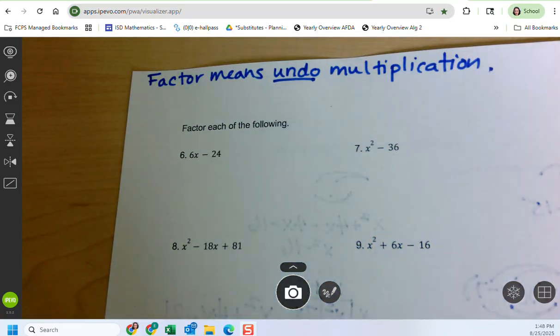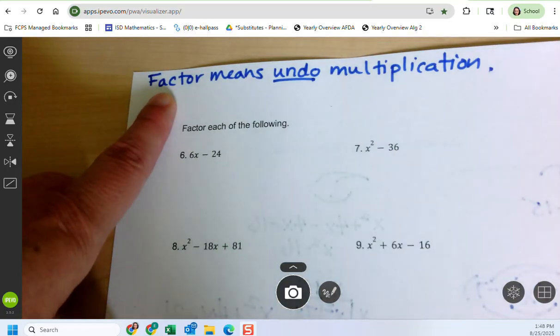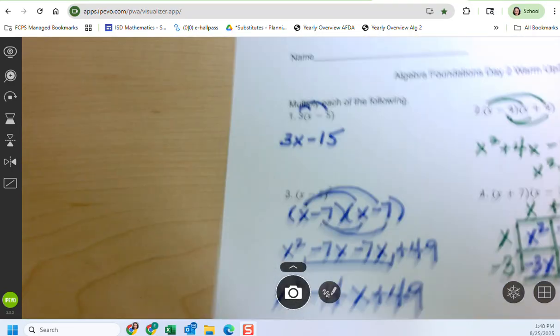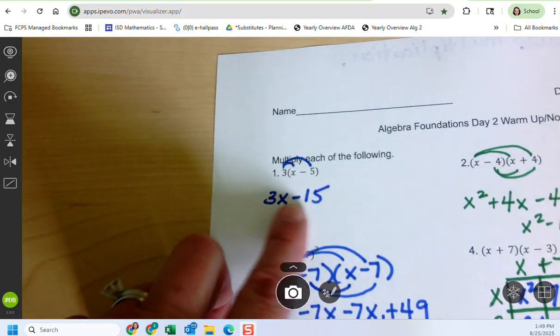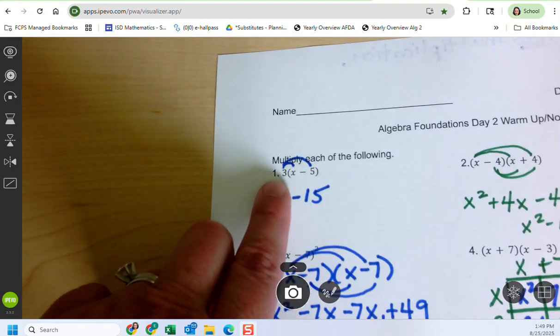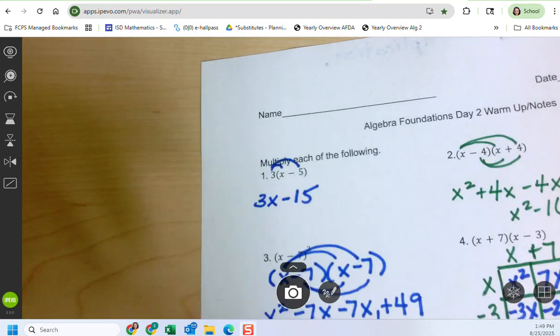All right, to factor means to undo multiplication. So these problems are inverses of the problems on the front. Look at the front again. If this was the problem, 3x minus 15, I could factor out the 3. That would come to the outside. And my answer would be 3 parentheses x minus 5. So factoring is undoing the multiplication, taking it back apart into its pieces.